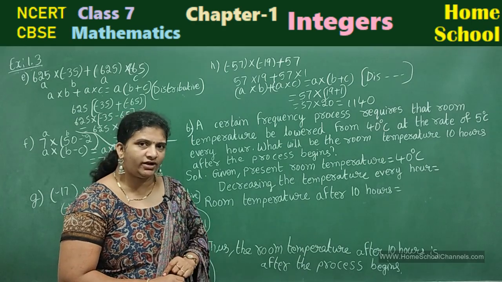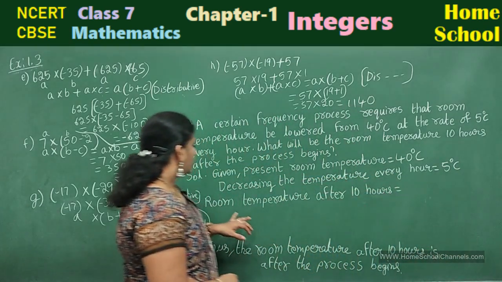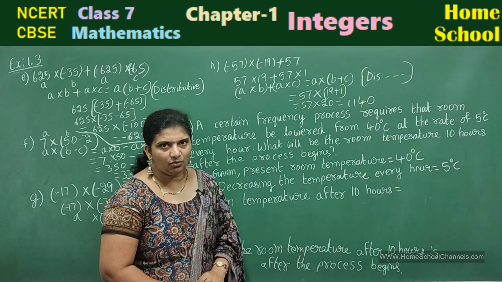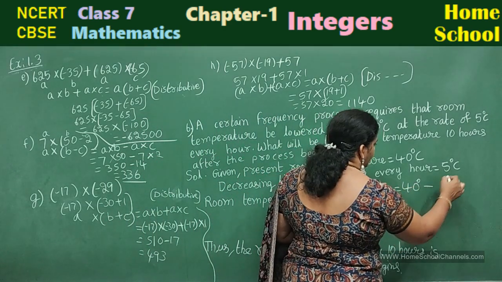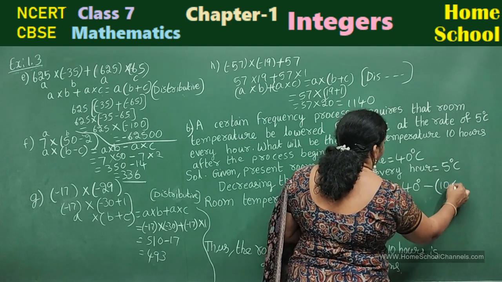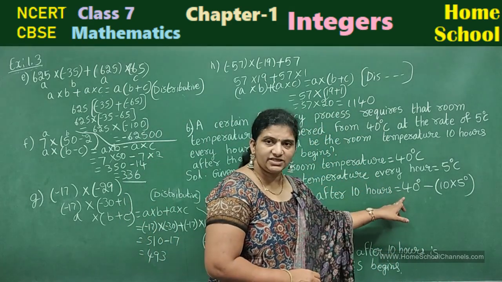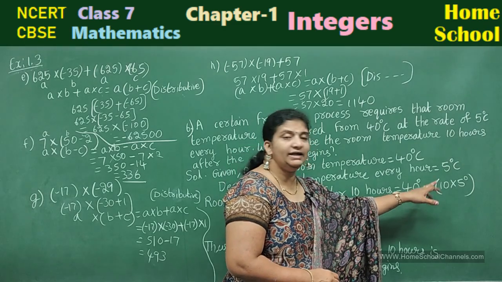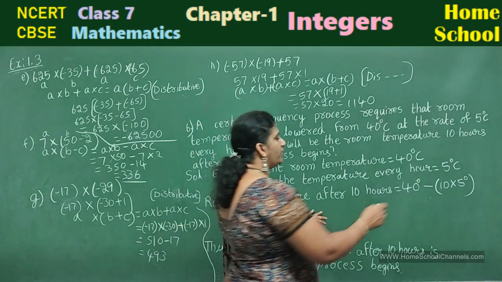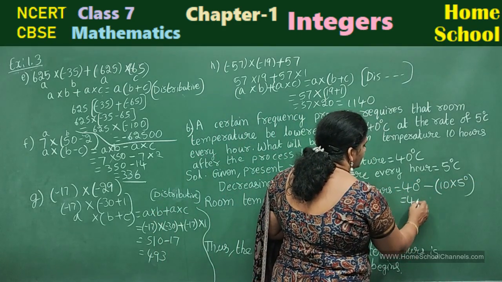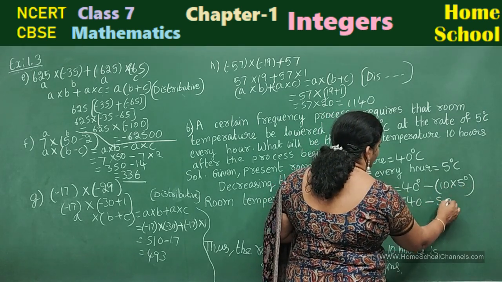Every hour, how much we need to reduce? 5 degrees centigrade. Room temperature after 10 hours. Present temperature 40 degrees minus 10 hours. 10 times you need to reduce 5 degree. Yes or no? Present temperature is 40 degrees. And 10 hours means 10 times you need to reduce 5 degree. So in brackets I have kept this. That is 40 degree, or 40 you write. 40 minus 10 into 5 will be 50.